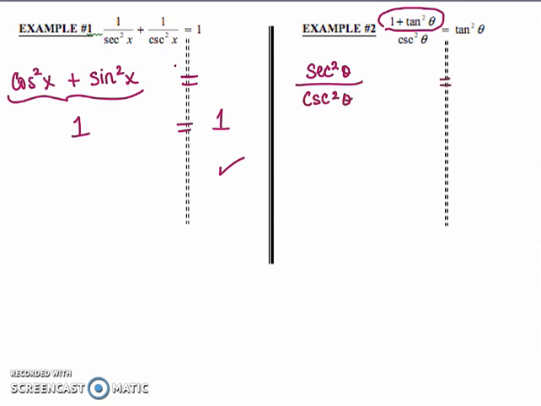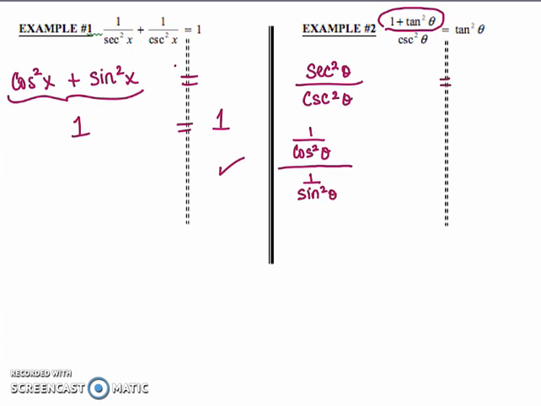And of course, we want to make it look like tangent squared theta. Then the next thing is, it's much nicer to work in terms of sine and cosine if we can. So I'm going to rewrite our secant and our cosecant functions in terms of sine and cosine. I know secant is the reciprocal of cosine, so my numerator is going to become 1 over cosine squared theta. And my denominator, cosecant squared, that is the reciprocal of sine. So I'm going to rewrite that as 1 over sine squared theta.